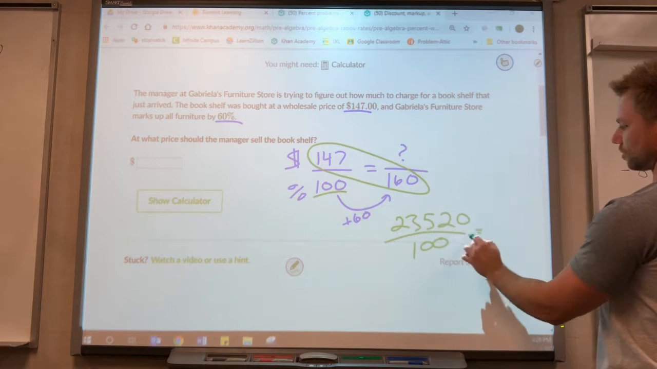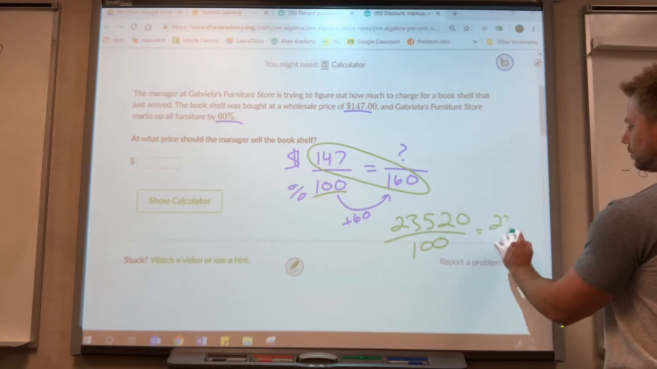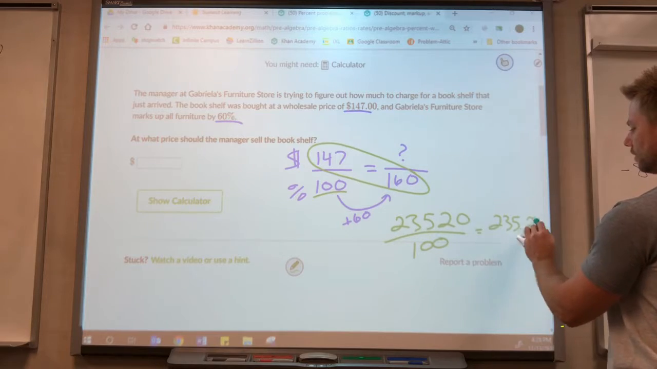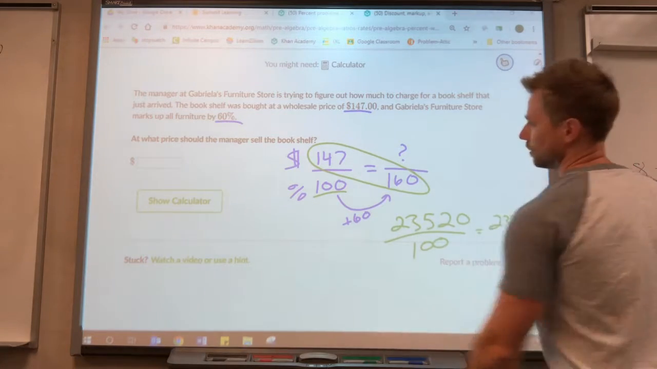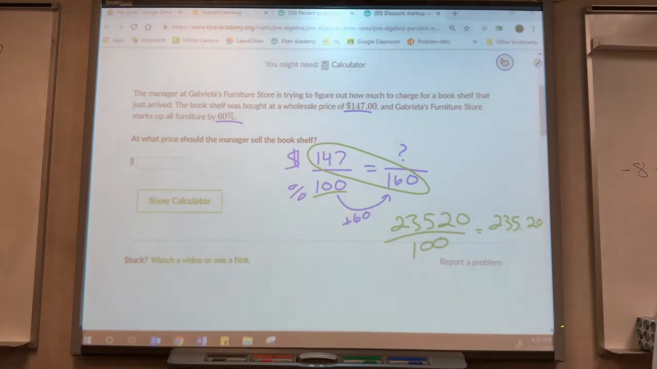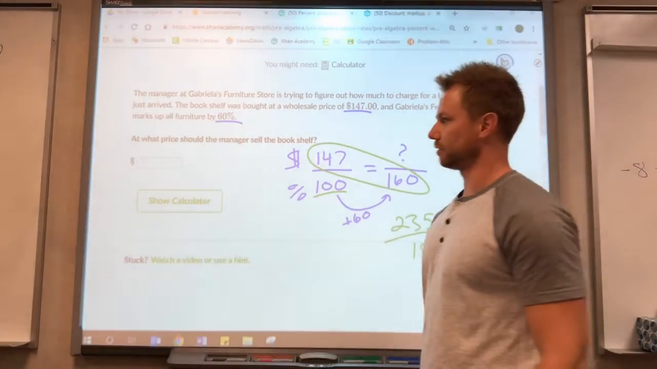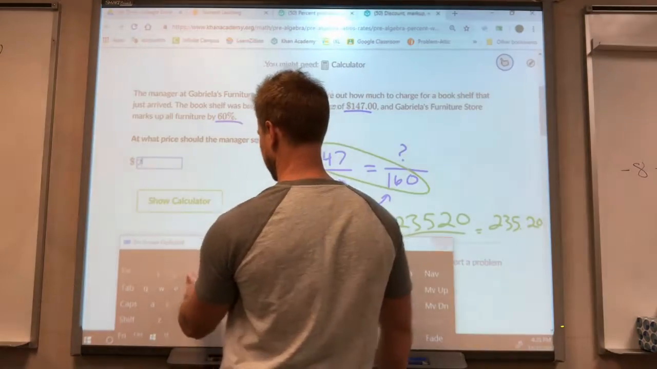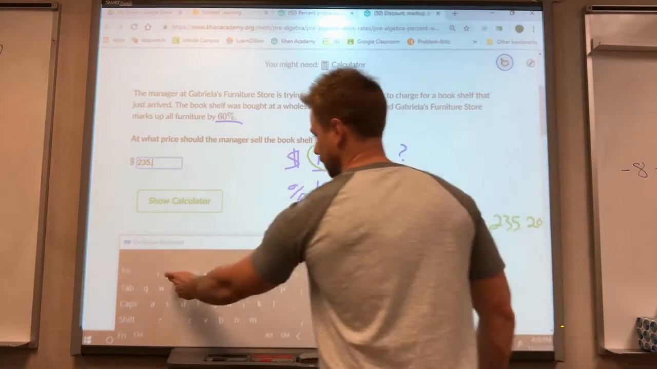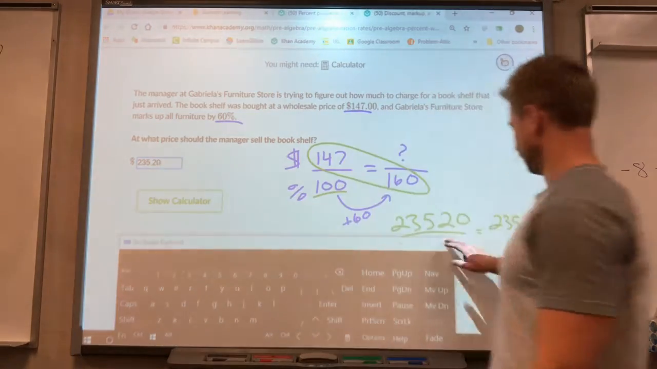And then we divide by 100. We just move our decimal over twice. So that's going to be 235.20. So we should sell it for $235.20. Let's plug that in, check it, make sure that we're right.